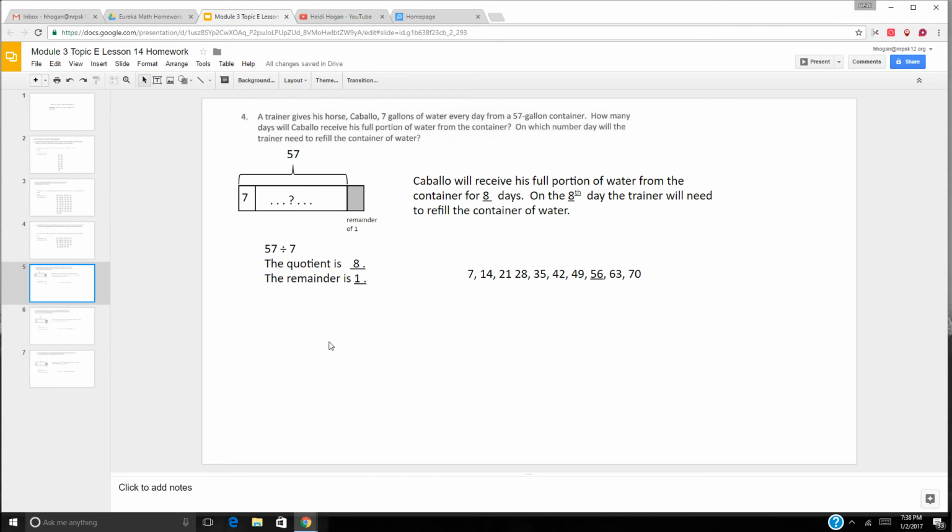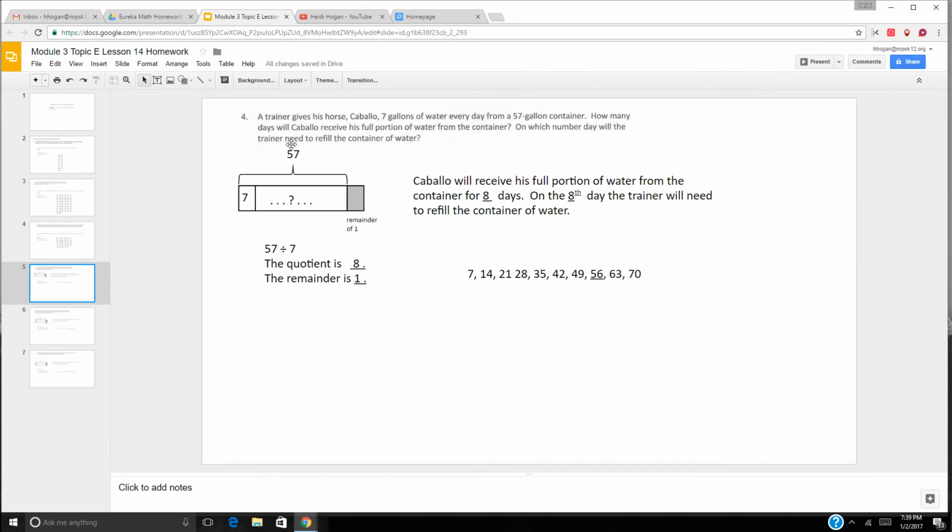So a trainer gives his horse Caballo 7 gallons of water every day from a 57-gallon container. How many days will Caballo receive the full portion, the full 7 gallons of water from the container? And on which day will the trainer need to refill the container of water? Okay.